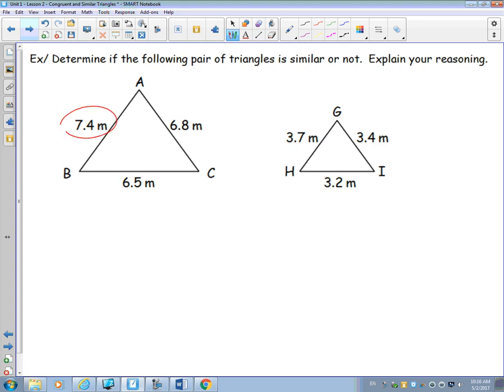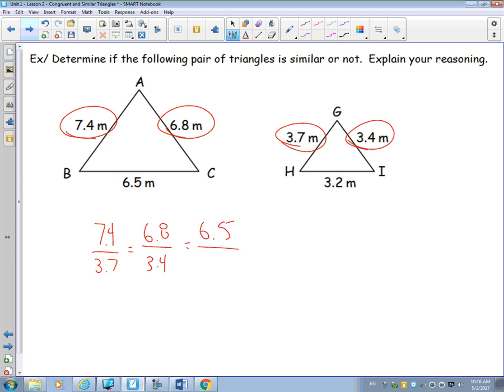The biggest side in this triangle is 7.4. The biggest one in this triangle, 3.7. The medium size, 6.8. The medium size, 3.4. The small, 6.5, and the small, 3.2. When I divide the first one, I get 2. The second one, I get 2. And the third one, I get 2, but I have a little bit of a decimal there. It's 2.03. So what does that tell me?